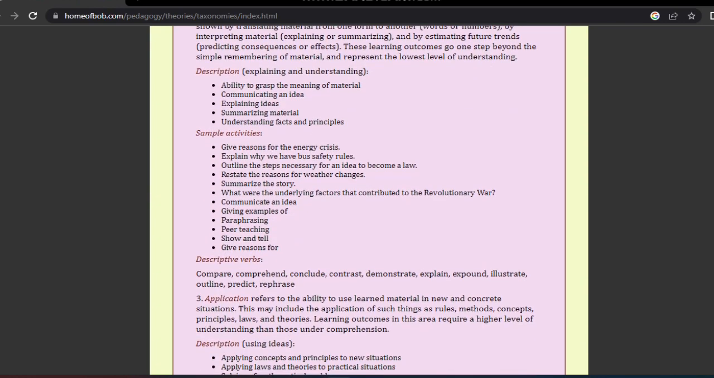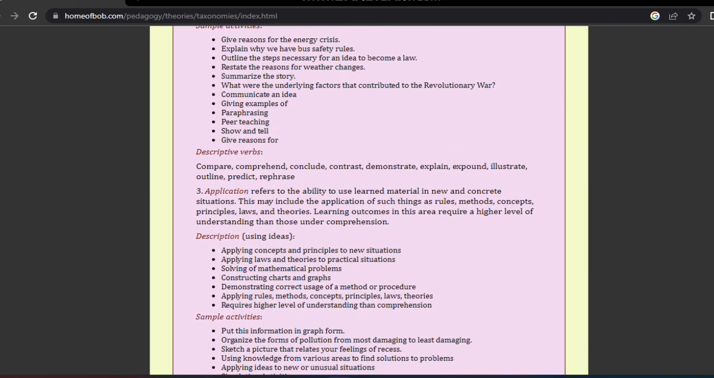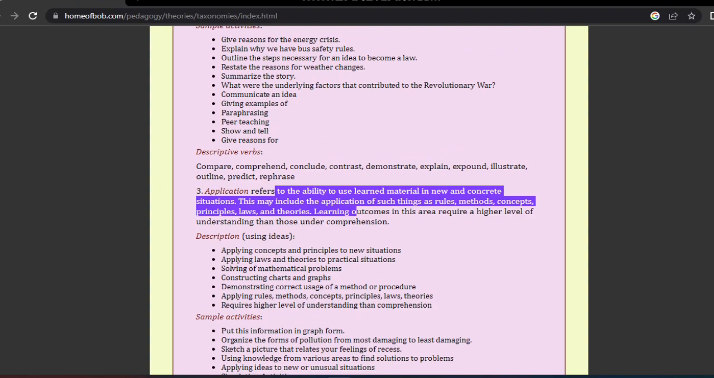Here you can see the third level, that is application. Application refers to the ability to use learned material in new and concrete situations. This may include the application of such things as rules, methods, concepts, principles, laws, and theories. Learning outcomes in this area require a higher level of understanding than those under comprehension.